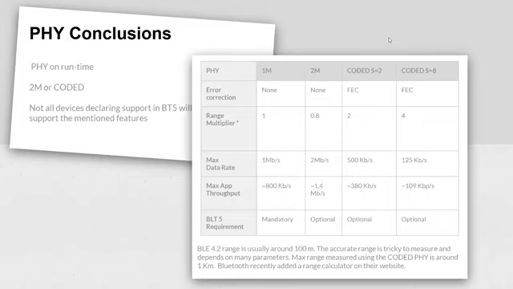Why will not all devices declaring support for Bluetooth 5 work as mentioned? Implementation is optional for the 2M and the coded PHYs. Devices can have just one of them or neither and still declare a Bluetooth 5 implementation. Which leads me to a word about range test.